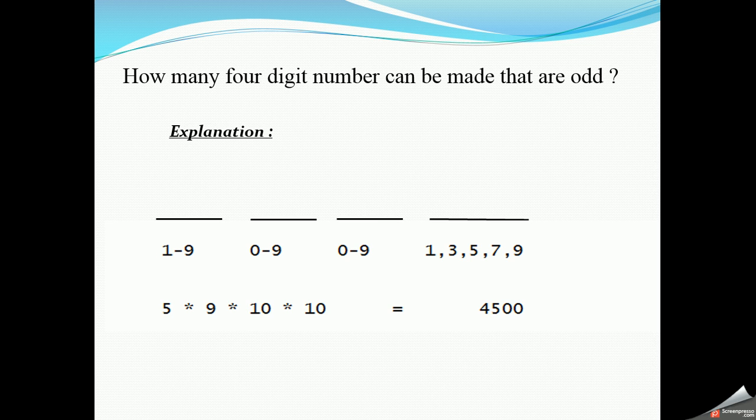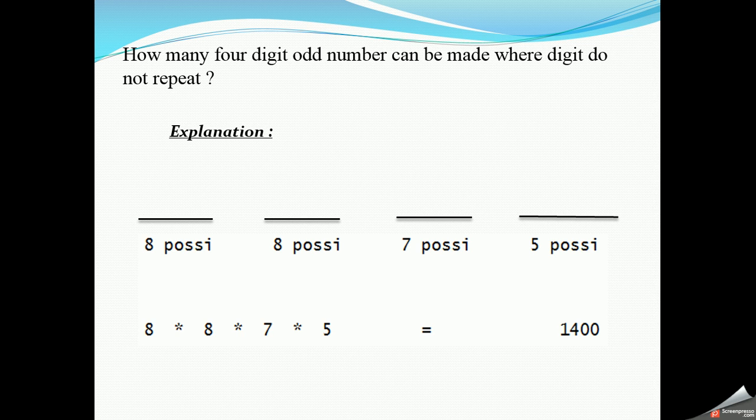The rest of the digits are in the range of 0 to 9, so they might be 0, 1, 2, 3 or any. So when we multiply 5 by 9 by 10 by 10, we get the answer 5400.